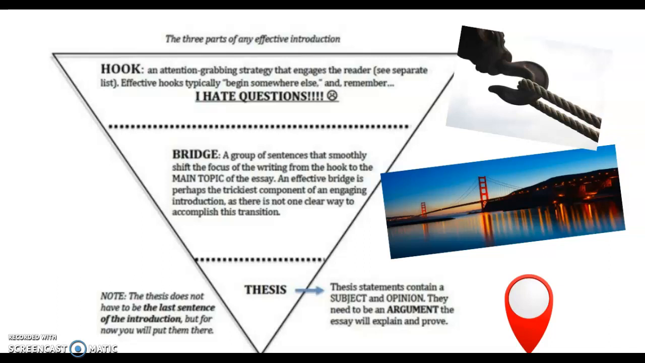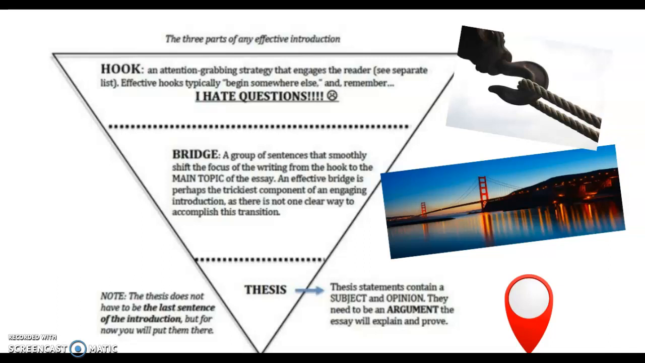The hook is what pulls in the reader, okay? That's what gets their attention. That's why we have that image at the top, pulling somebody in or pulling the rope in. The bridge is what connects your hook to the thesis. It's what gives your reader an idea of what your essay is going to be about. Usually, your reader will not have read the novel that you're writing about or will not be an expert in the position and the information that you're sharing in your essay. And so the bridge is just a small way to provide a little bit of background and help them understand your point.